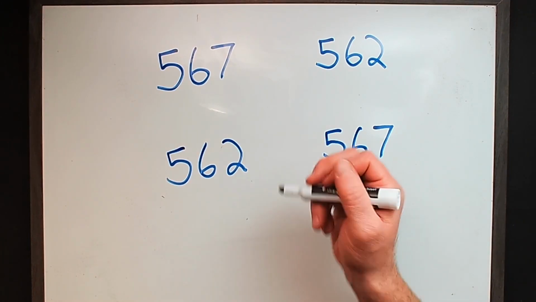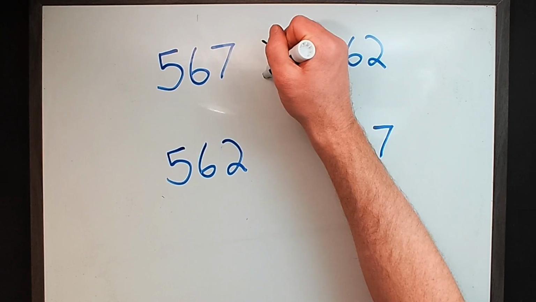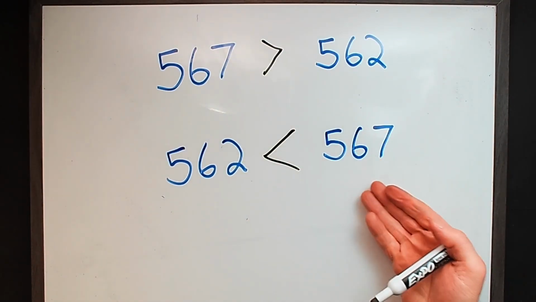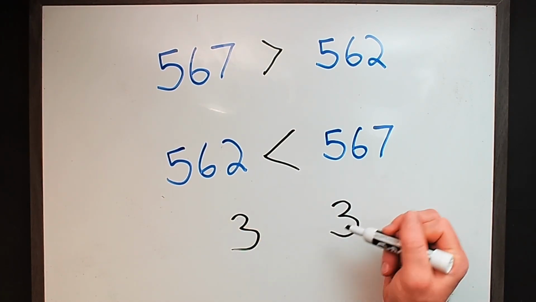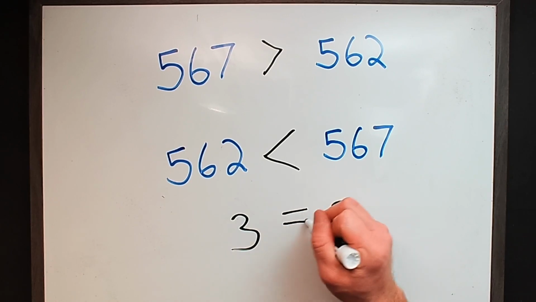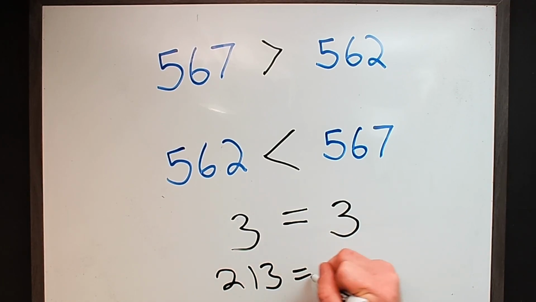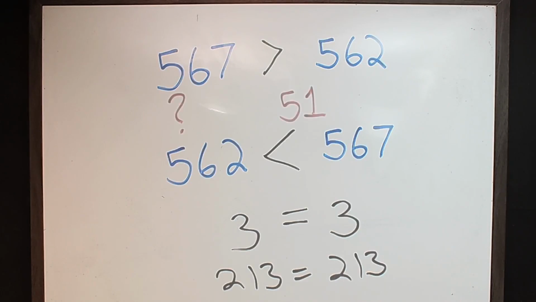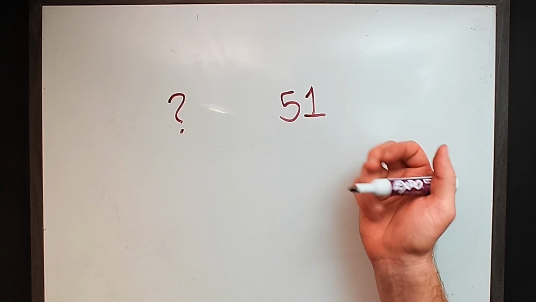To represent this comparison, I can use the greater than and less than symbols, such as 567 is greater than 562, or 562 is less than 567. Of course, 3 is no greater or no lesser than another 3. In this case, you can use the equal sign for that comparison. I hope it's no stretch of the imagination that any number, if all of its digits are equal to another number, then it's equal.